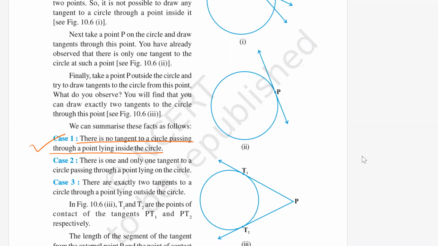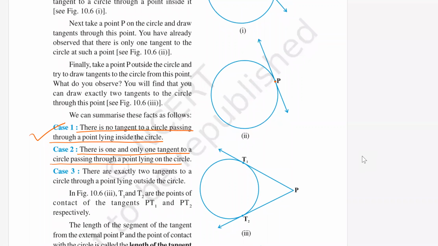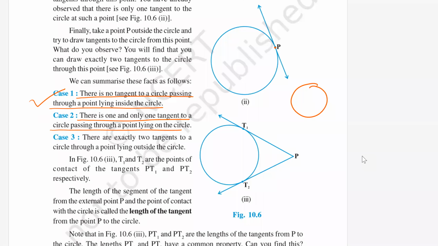If a point is lying on the circle, there is only one tangent that can pass through it. अगर point circle के ऊपर है तो उससे पास होने वाली सिर्फ एक tangent हो सकती है. If a point is lying outside the circle, तो इस point से पास होने वाली 2 tangents हो सकती हैं. If a point is lying outside the circle, then exactly 2 tangents can pass through this point. Clear है?